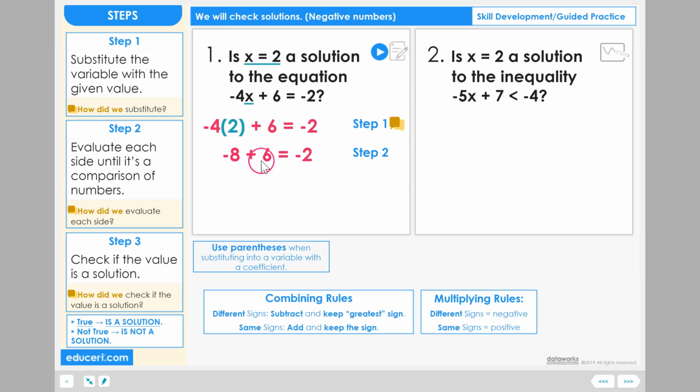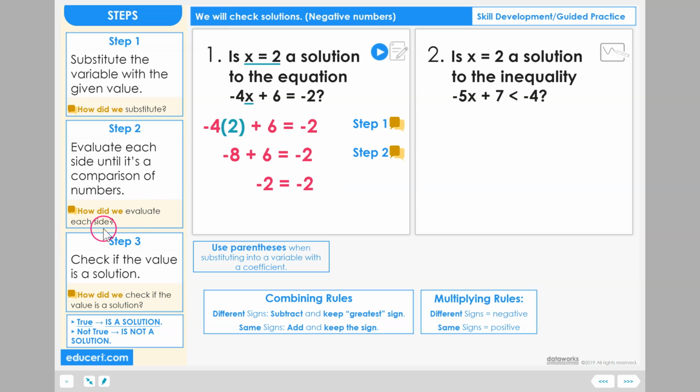Negative 8 plus 6, we are now combining different signs, negative 8 and a positive 6, so we will subtract. 8 minus 6 is 2, and we will keep the greatest sign. 8 is greater than 6, so we will keep the value negative. Negative 2 equals negative 2. And so now we have a comparison of numbers.